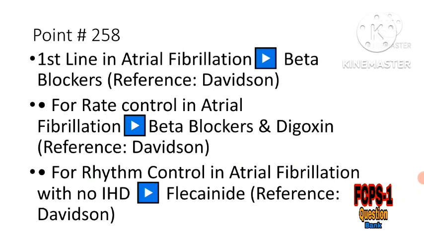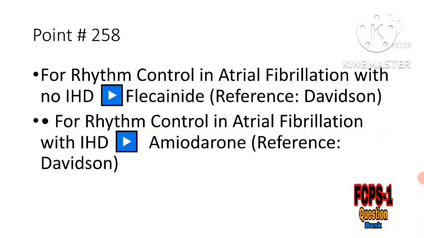First line drug in atrial fibrillation is the beta blocker, and for the rate control in atrial fibrillation, beta blockers and digoxin both. And for the rhythm control in atrial fibrillation with no ischemic heart disease, drug of the choice is flecainide. So these are the two different scenarios regarding the rhythm control in atrial fib. One is the rhythm control in atrial fibrillation with no ischemic heart disease, and other is the rhythm control in atrial fibrillation with ischemic heart disease. So if the stem says no ischemic heart disease or without ischemic heart disease, then answer will be the flecainide. And if the stem says ischemic heart disease is present, then answer will be the amiodarone.